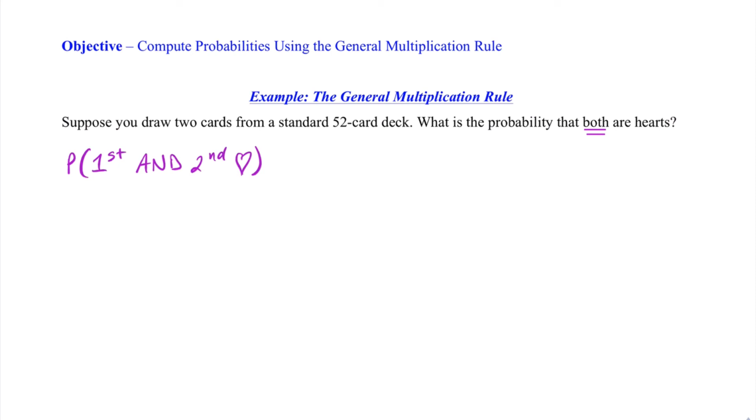We know that and translates to multiplication for us, and now let's break down these two cards. Well, we think to ourselves, what is the probability that the first card is a heart? This is just like using the classical method. Each card has the same opportunity of being pulled. Since each card is equally likely to occur, we've got 13 hearts out of the entire deck, and we've got 52 cards in the entire deck. Therefore, the probability that the first card is a heart would be 13 over 52.